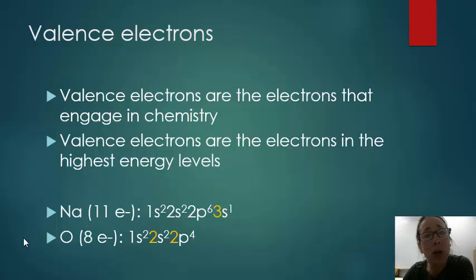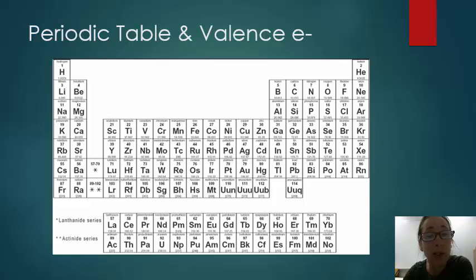Now, you actually don't have to write out the electron configuration every time you want to figure out how many valence electrons an atom has. The periodic table is actually set up to help us out. Every atom in the first column, or the 1A family, has 1 valence electron. Every atom in the second family has 2 valence electrons. Every member of a given family, or a given column, is always going to have the same number of valence electrons.